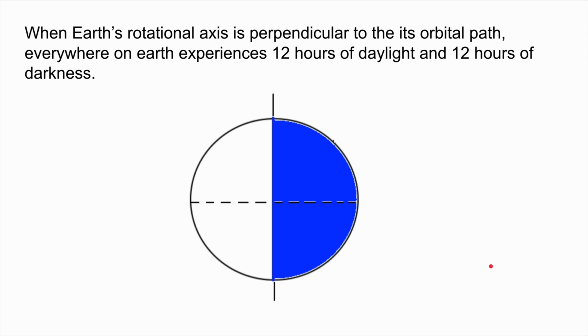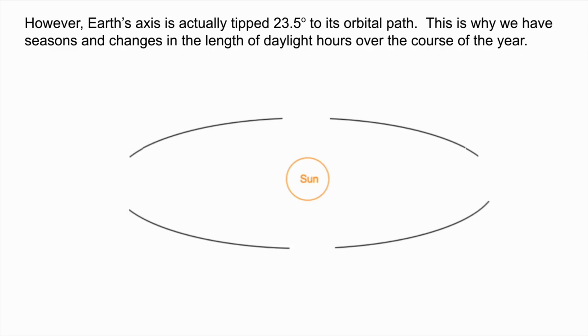But it turns out the Earth's rotational axis is not 90 degrees to Earth's orbital path, but rather it is oriented at 23.5 degrees to its orbital path. So let's just take a look at what that does. So here we are on June 21, and instead of the axis being tipped this way, perpendicular to the orbital path, it's actually tipped 23.5 degrees this way. So the northern axis is tipped towards the sun, and the southern one is tipped 23.5 degrees away from the sun. And this is why we get changes in seasonal daylight hours and temperature over the course of the year.